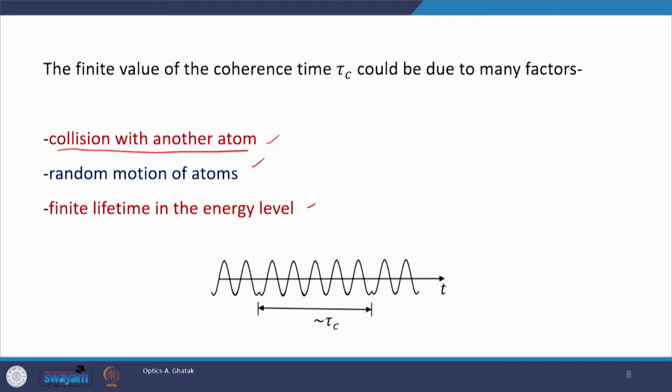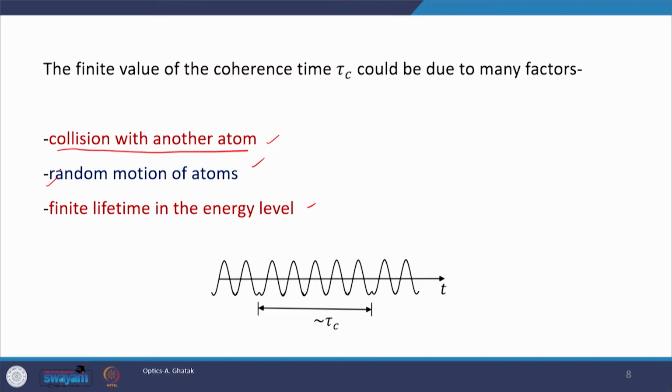Suppose an atom is there in a source and then it collides with another atom. Due to this collision there is an abrupt change in phase, and that generates a kink and limits the wave train length. The second factor which limits tau c is random motion of atom. The atom moves inside the material volume and that also limits tau c. And the third one is finite lifetime of energy level. Suppose an atom is in an excited state and then when it goes down to its ground state it emits radiation, but it only stays in the excited state for some finite time duration before it reaches the ground state, and that also limits tau c.